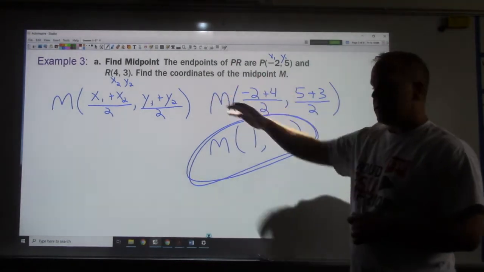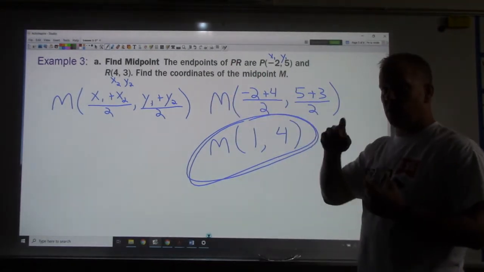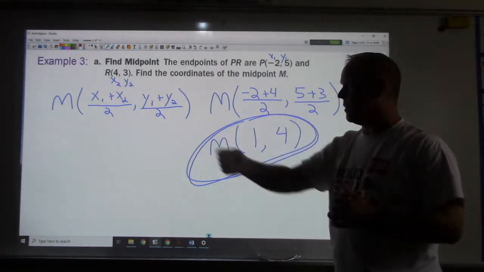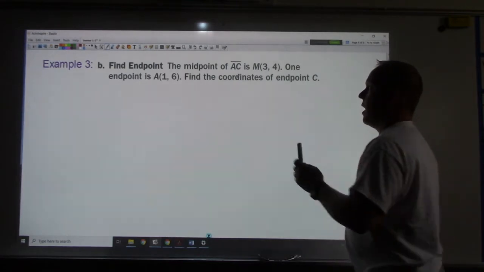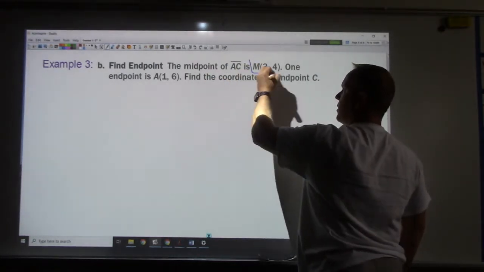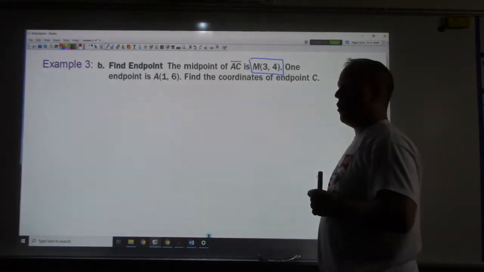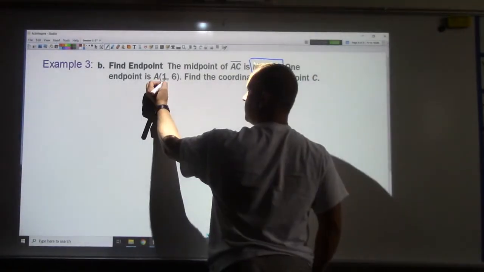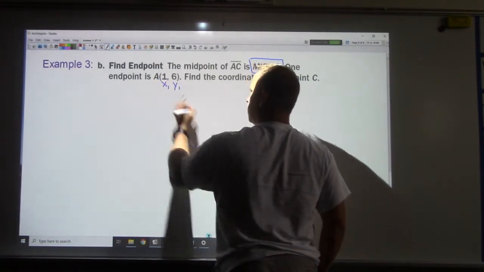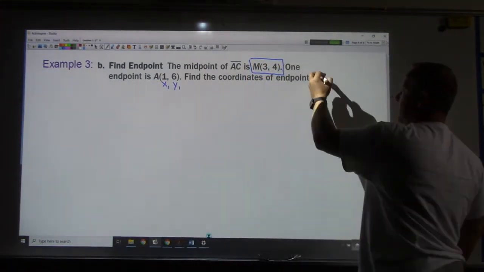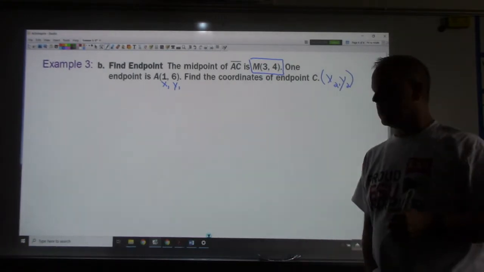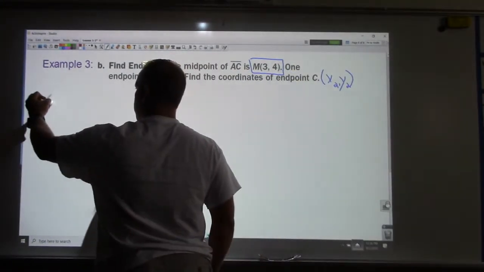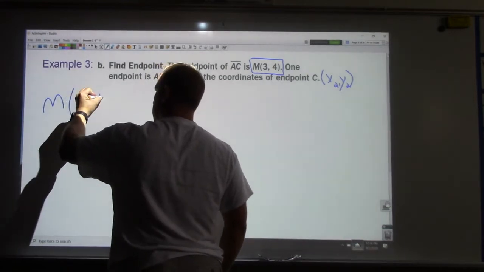Now I had both endpoints, I found the middle. What if I'm given one endpoint and the middle, I gotta find the other end? That's what we're gonna look at right here. I have the midpoint right here. M is 3, 4. One endpoint is at 1, 6. So I'm going to say this is my x1, y1. Find C. Find x2, y2. Where is x2, y2? So I'm still utilizing the midpoint formula.